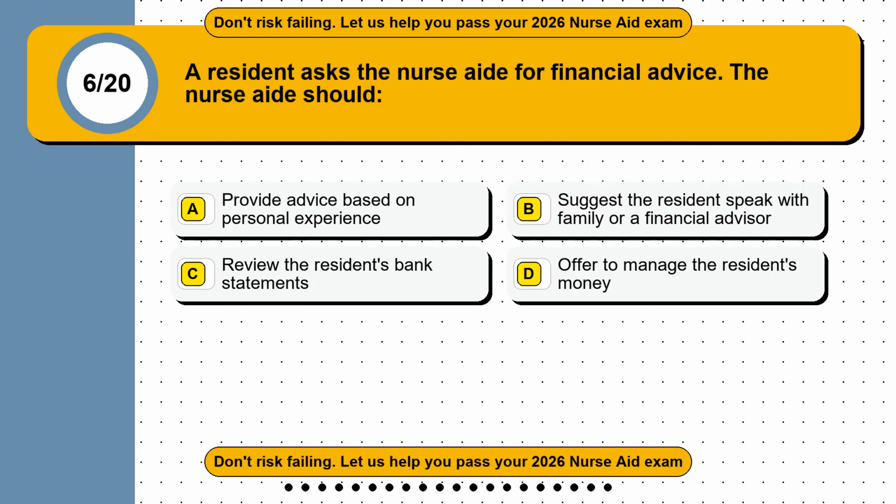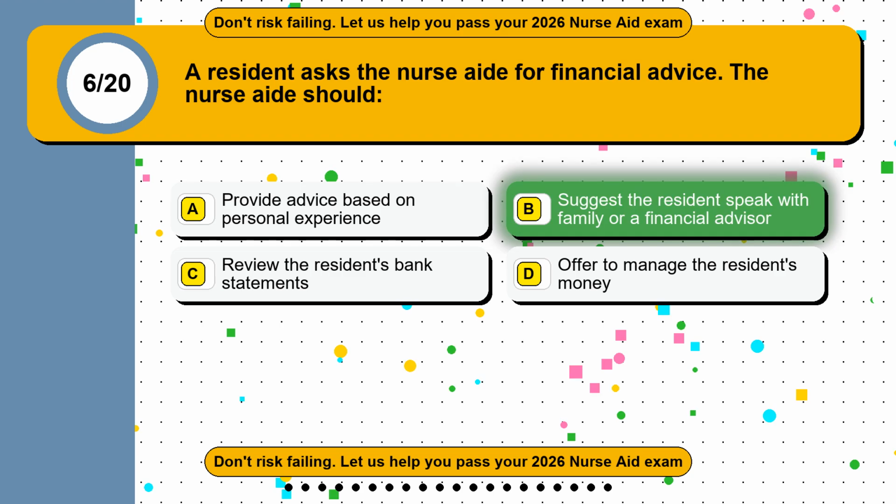Question 6. A resident asks the nurse aide for financial advice. The nurse aide should: Option A, provide advice based on personal experience. Option B, suggest the resident speak with family or a financial advisor. Option C, review the resident's bank statements. Option D, offer to manage the resident's money. The correct answer is option B, suggest the resident speak with family or a financial advisor.